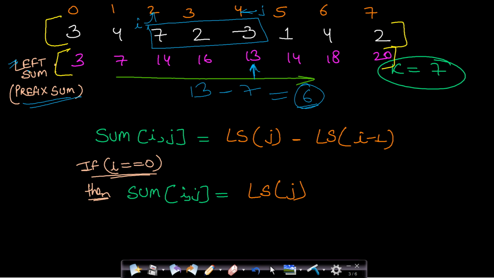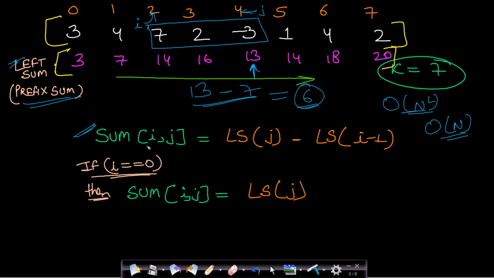Therefore you can see that if we have this left sum or the prefix sum array, then we can calculate the sum of the subarray in just O(1) time. So in this case the total time complexity will be order of n square, and since we are using this left sum array, the space complexity will be order of n. And this is the representation of the algorithm.